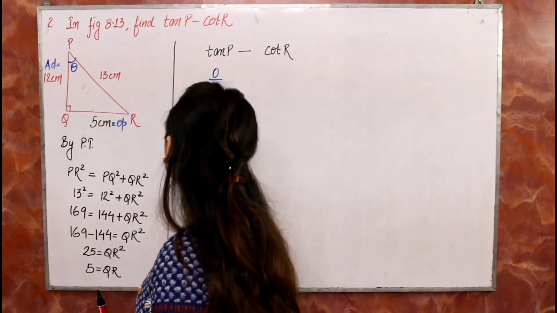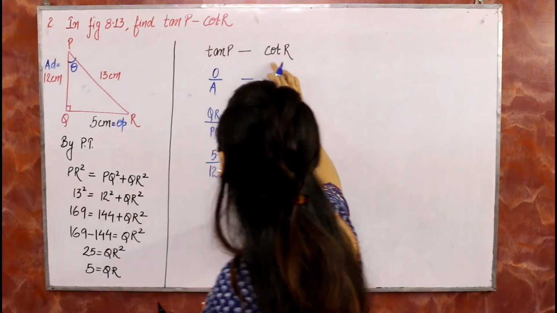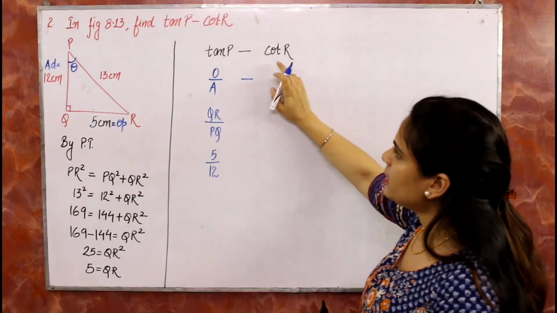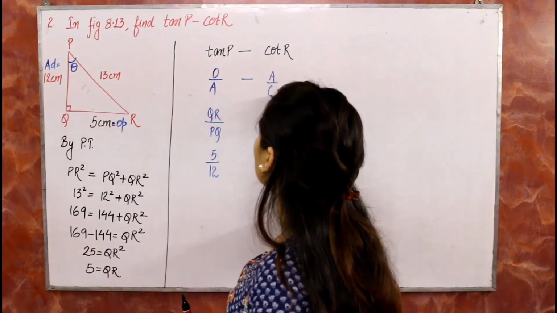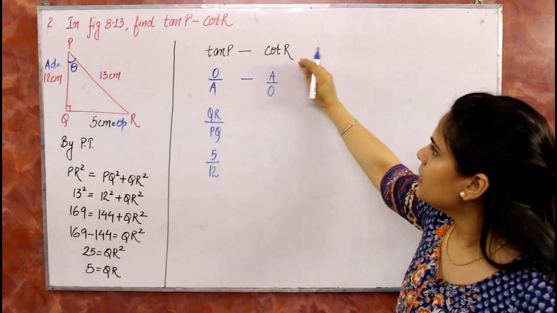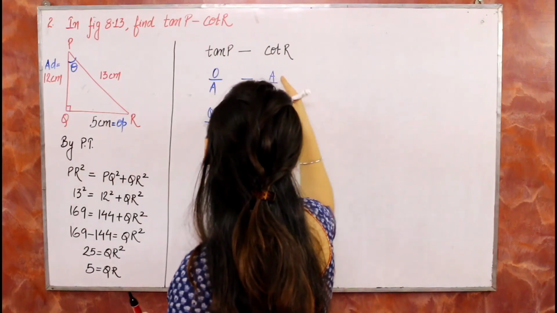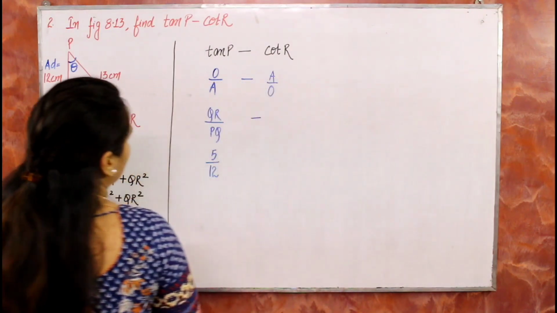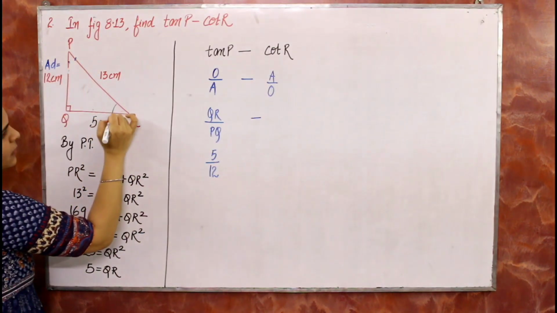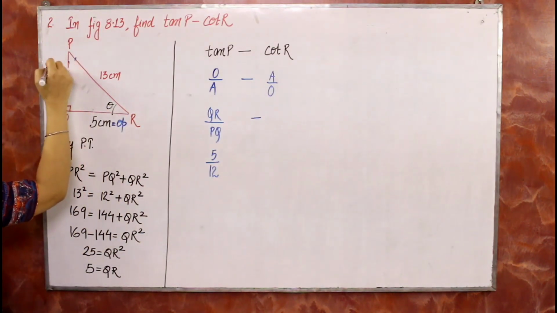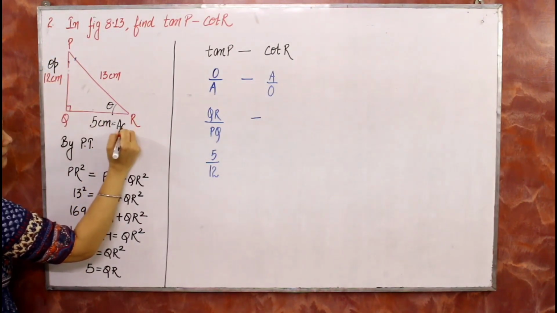It's 5 upon 12. Now we will use the formula for cot R. The formula for tan is O upon A, so for cot it will be A upon O. The reason is that they are reciprocal to each other. Now this will be the adjacent side. When we are using angle R, theta will change. And this will be your opposite side. And this will become your adjacent side.